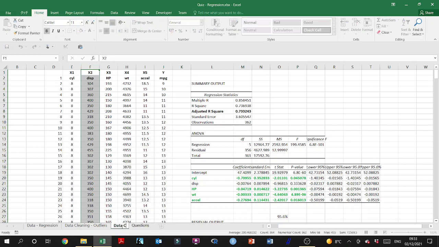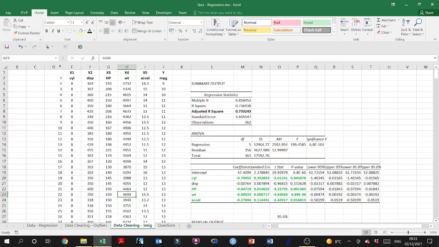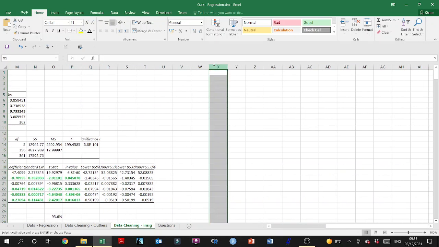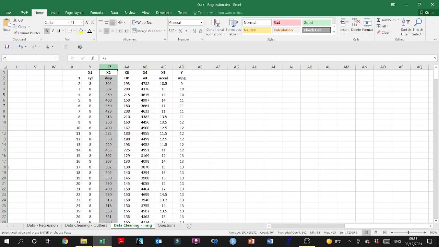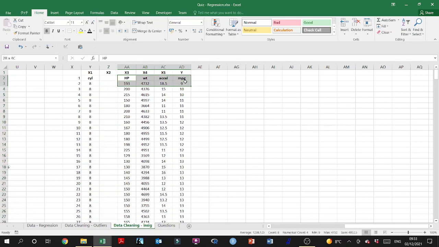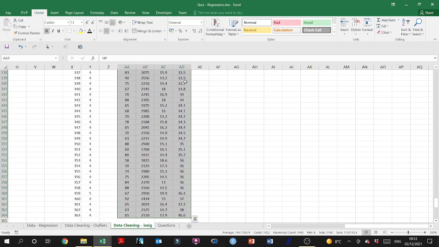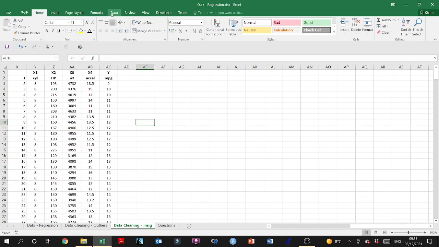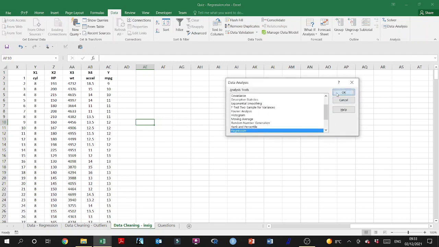Here, data cleaning for insignificant variables. So we are going to take this and put it here. And now we're going to get rid of this variable. And instead, we're going to take all these variables and start with the data analysis, regression.